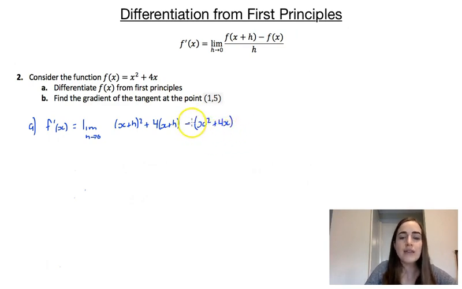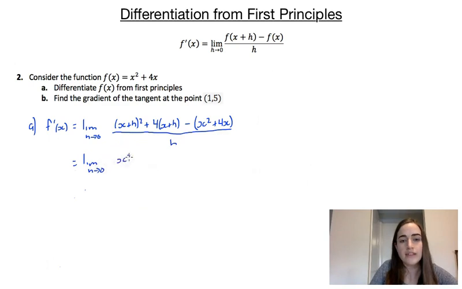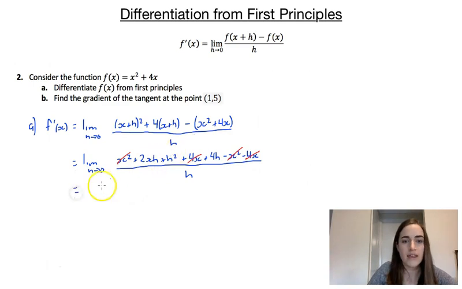Now, do put your brackets in around there because otherwise you might get mixed up with your negative that has to apply to everything in there. And that's all over h. Now, if we go through and expand the numerator, we're going to have x squared plus 2xh plus h squared plus 4x plus 4h minus x squared minus 4x. And again, that's all over h. Now that x squared will cancel out with this x squared here, and my 4x will cancel out with my 4x here. So what we have left is the limit as h approaches 0 of 2xh plus h squared plus 4h all over h.